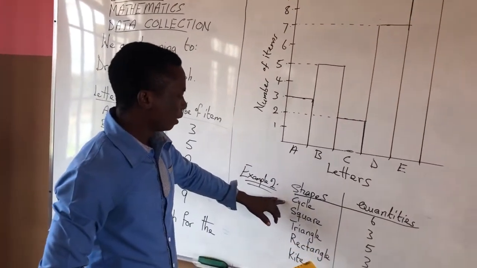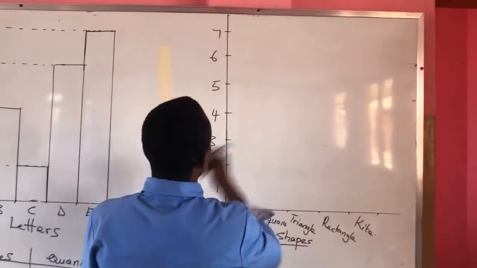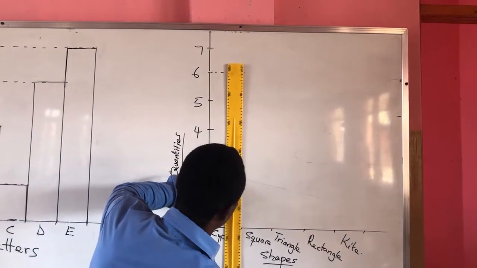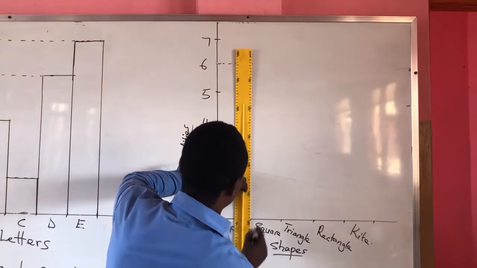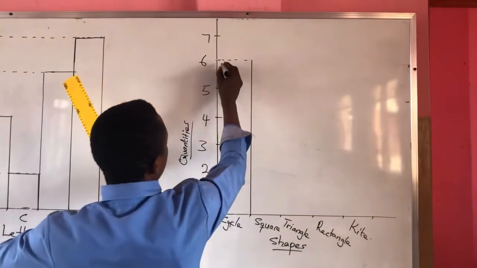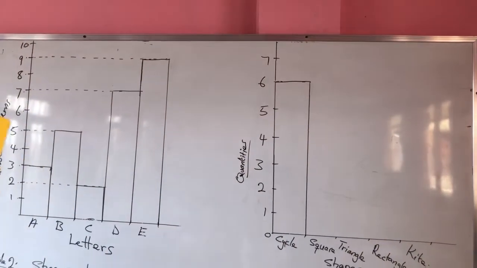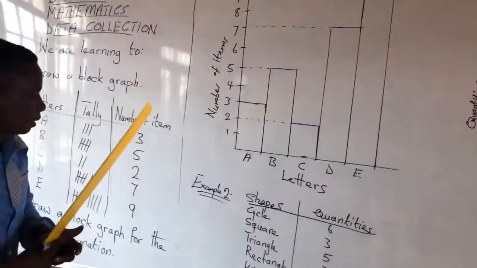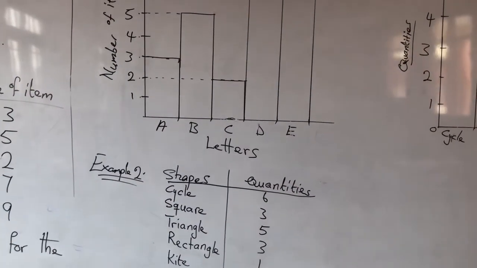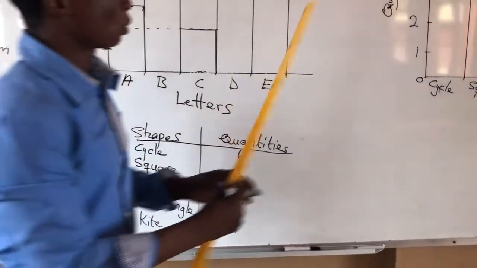We have what? Circle. The first one is circle to be what? 6. So this is 6. So we are tracing from circle to 6. Then you draw your line nicely. All right. Square. Look at it carefully. Square. 3. So let's draw.